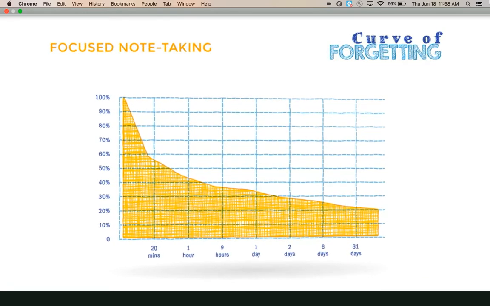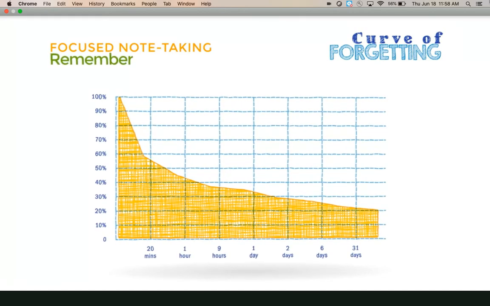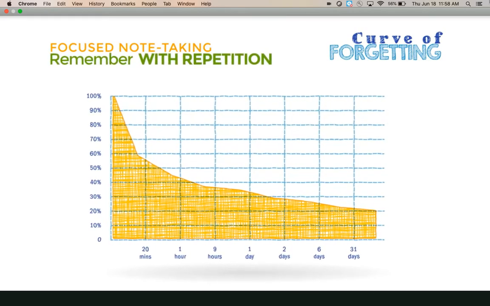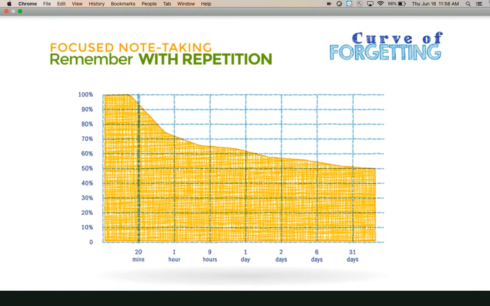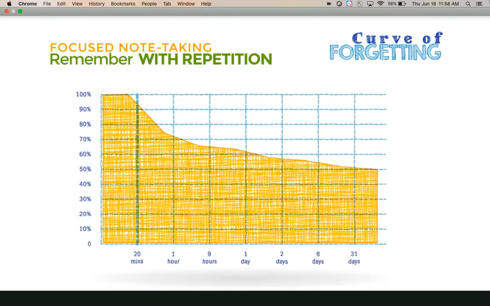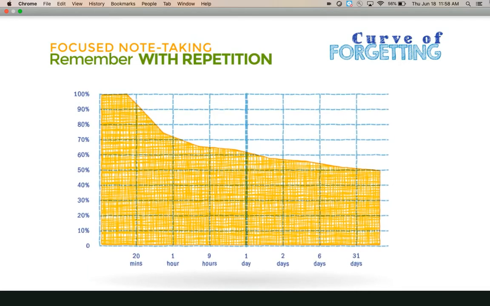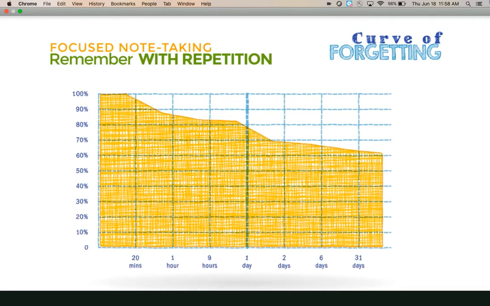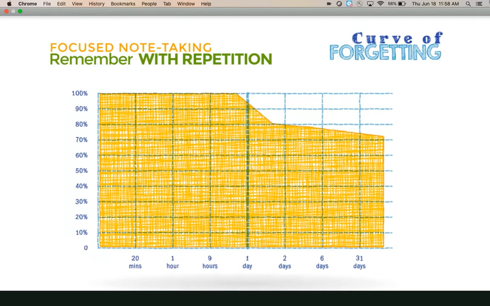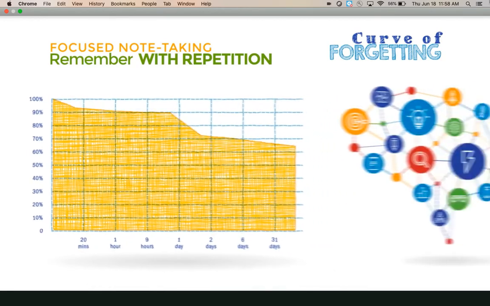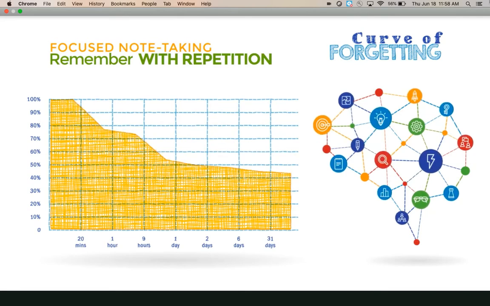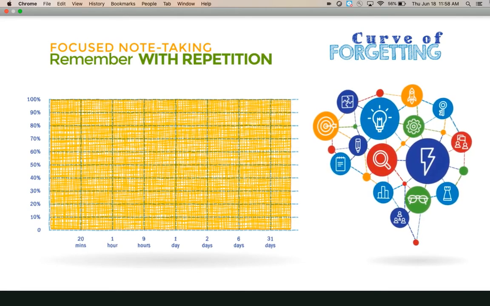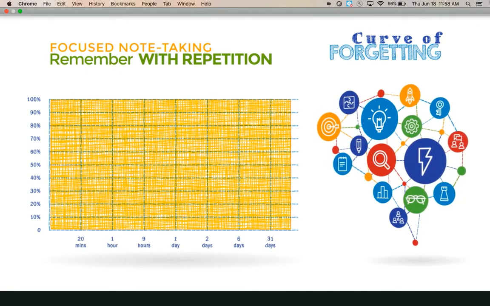The focused note-taking process is designed to help you remember what you learned. The secret is repetition. Interacting with your notes within 18 minutes will boost your recall from 55% to 100%. Revisiting your notes within 1 day increases your learning from 70% back to 100%. Notice the curve of forgetting changes dramatically after every interaction with your notes. Complete 5 repetitions, and the information is all but cemented in your brain.